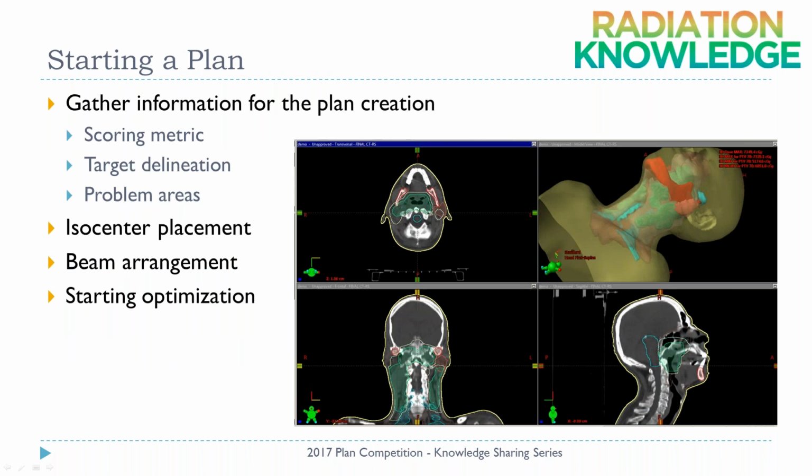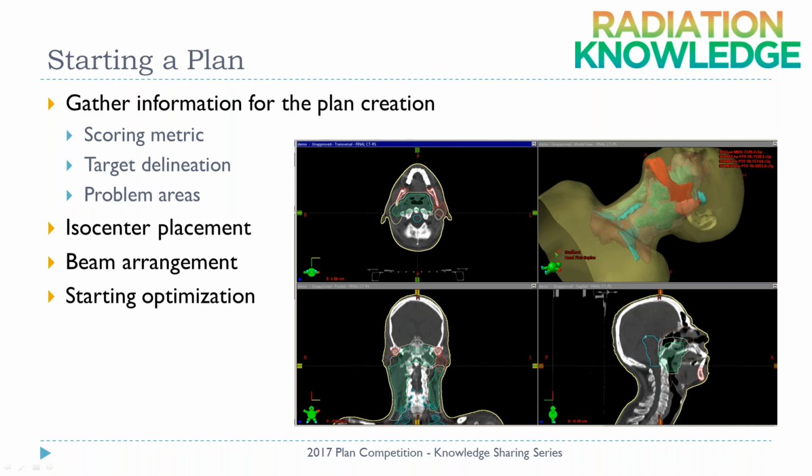So starting a plan. So once the email went out, you download the data set and you can start to look at what you're actually going to be treating. And so there's a few different things in here that I'm going to talk about. The scoring metric, to sort of tell you where points are going to be coming from, looking at what targets you're going to be treating, because that affects the next 2 points, the isocenter placement and the beam arrangement, and then looking at initial problem areas, so detecting early on where you're going to need to make compromises, and then how that goes into starting your optimization.